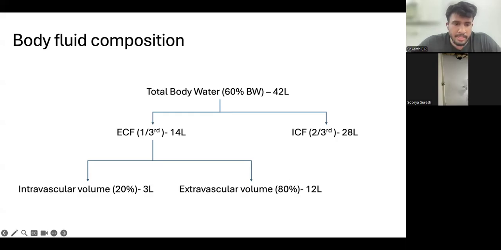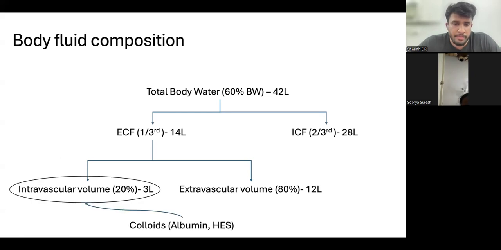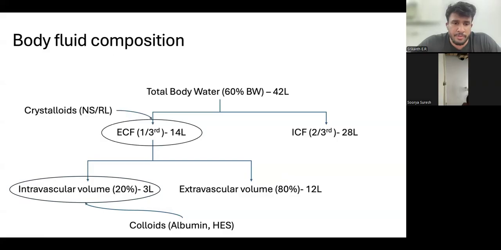So our general understanding is that if we give some colloid, that will remain in the intravascular volume. So if I give 1 liter of colloid, it will all remain within the intravascular volume. So albumin, 3% saline, hydroxyethyl starch would remain in the intravascular volume. Whereas if you give crystalloid, like normal saline or a balanced salt solution, it would all distribute in the extracellular fluid. That means if I give 1 liter of NS or RL, about 200 ml will remain in the intravascular volume and the rest will be distributed to the extravascular volume.